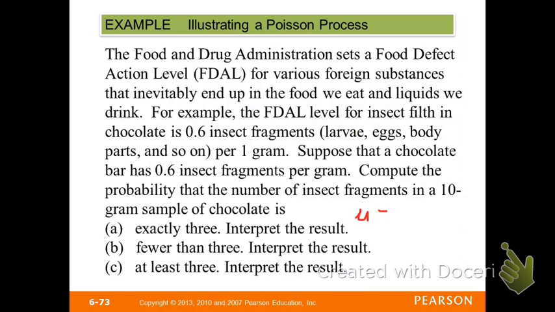Well, mu is equal to lambda t. And lambda is this rate that you have. Be on the lookout for the word "per." So in general, we know that the FDA level for insect filth in chocolate is given as 0.6. So it's 0.6, and I'm just going to write here insect fragments per 1 gram. But the t doesn't necessarily mean time. It means whatever interval you're looking at.